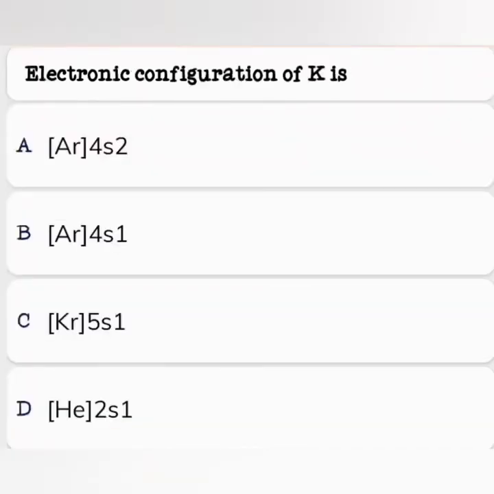Electronic configuration of potassium is A, argon 4s2. B, argon 4s1. C, krypton 5s1. D, helium 2s1. Right options, आप अपने comment section में लिखें। Yeah, so the right option is B.